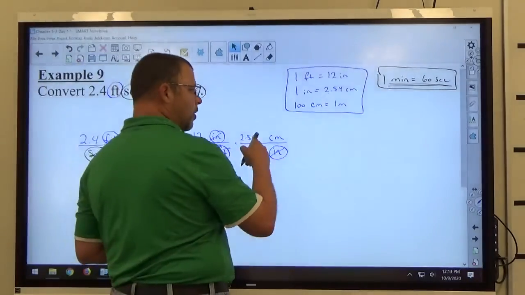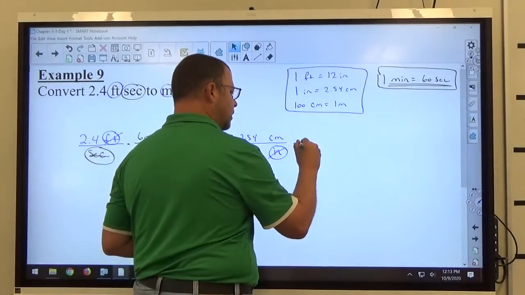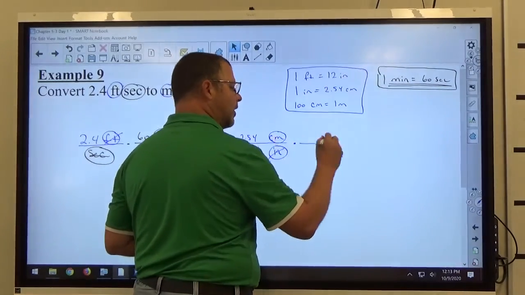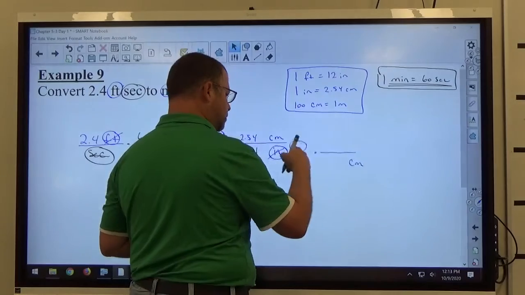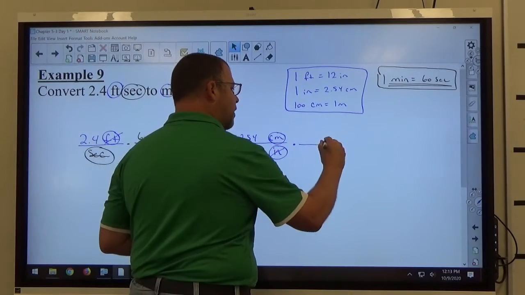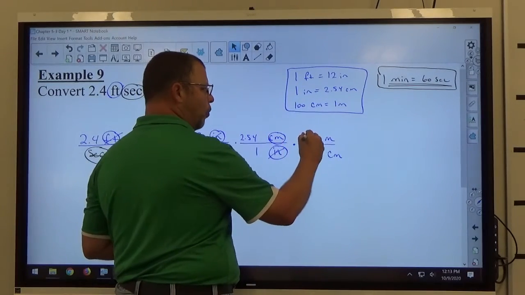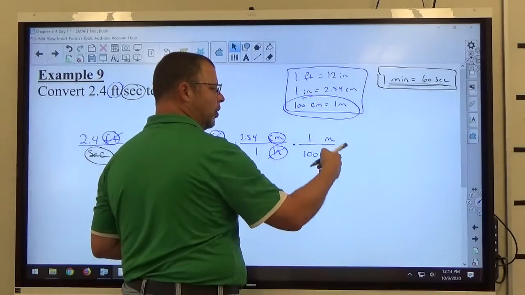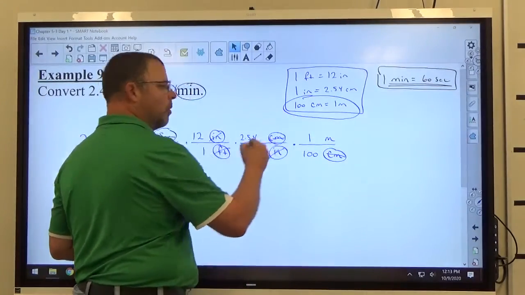And finally, I want to go from centimeters to meters. Currently centimeters is in the top, so I need centimeters in the bottom to cancel it. Then meters on top, and 1 meter equals 100 centimeters. Again, the numbers are right there. I just need to put the units where they belong, and then put the numbers with the right units.